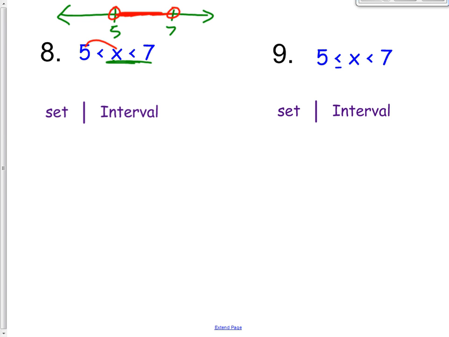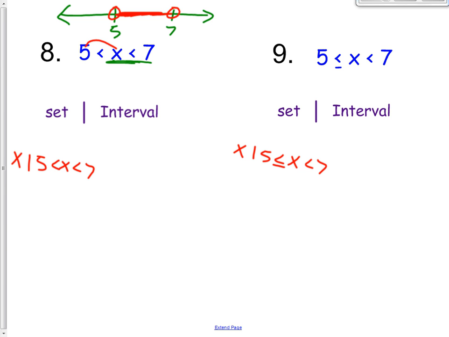So now with our set notation, it's very, very simple. It's x such that 5 is less than x, which is less than 7. All you have to do is just write x such that, and you have it made. So in this one, we write x such that 5 is less than or equal to x, which is less than 7. So now for our interval notation.